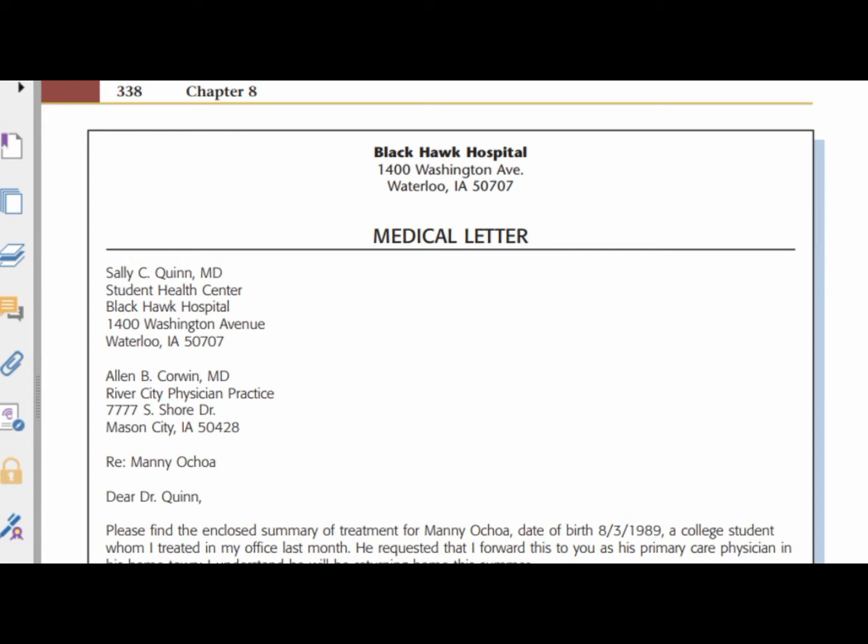He requested that I forward this to you as his primary care physician in his hometown. I understand he will be returning home this summer. This 21-year-old college student had a 2-week history of sore throat, stiffness, and tenderness of his neck. Notice sore throat, stiffness, and tenderness of his neck, and extreme fatigue. On examination, he was mildly pyrexic with posterior cervical lymphadenopathy, palatal petechia, and pharyngeal inflammation without an exudate.